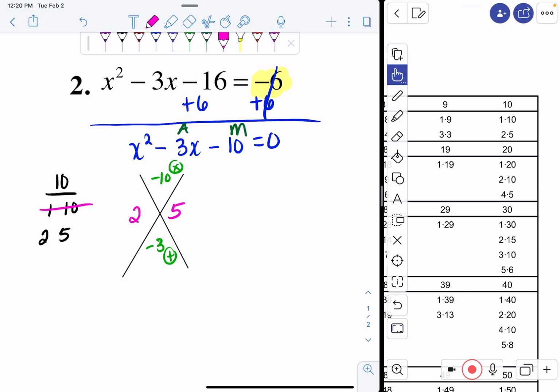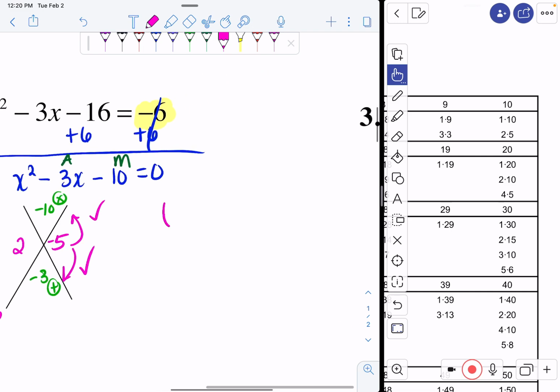So I know 2 times 5 is a positive 10, but I want a negative 10. So one of these numbers has to be a negative. Let's make our 2 negative. Negative 2 times 5 is negative 10, but negative 2 plus 5 is 3. I want a negative 3. So what we're going to do is we're going to make our 5 negative. So 2 times negative 5 is negative 10. 2 plus negative 5 is negative 3. Those are our factors. So I have x plus 2 times x minus 5 equals 0.